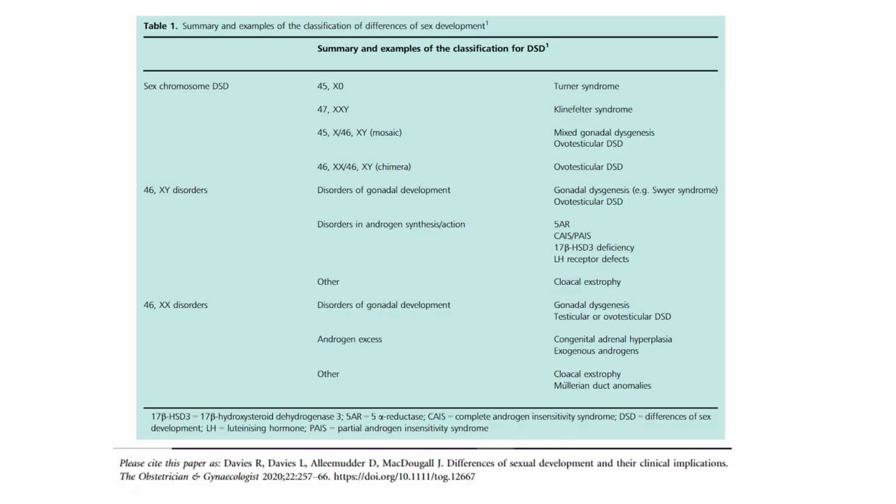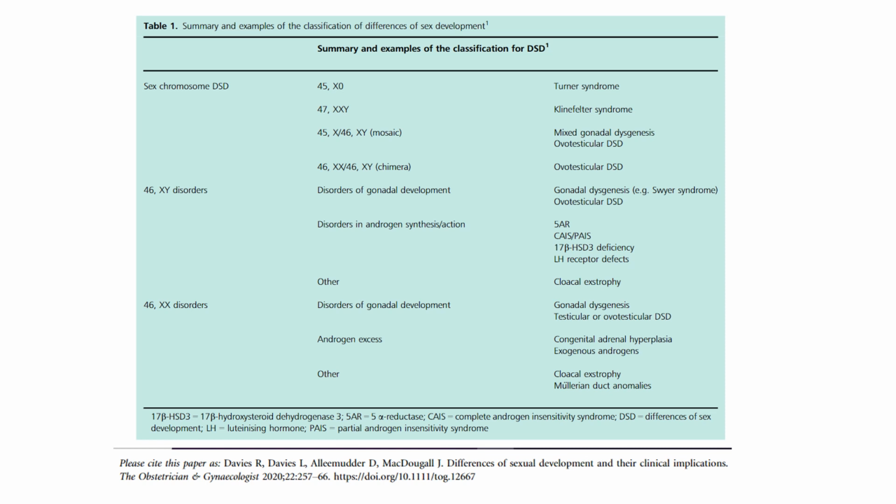Right, so the first table is a summary and examples of classification of differences of sex development. So 45,XO is Turner syndrome, 47,XXY is Klinefelter syndrome, and there are others like 45,X/46,XY, which is mixed gonadal dysgenesis or ovotesticular differences of sex development.